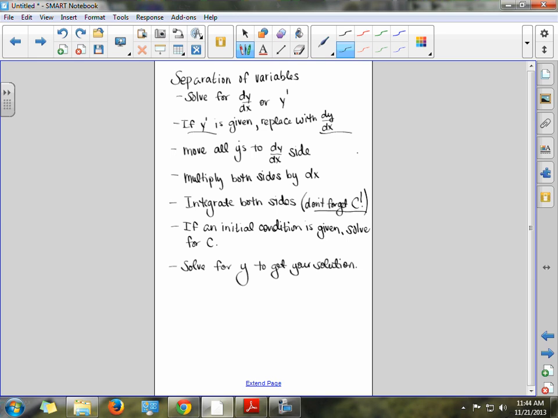You only need one c when you integrate because it's just a constant that represents any number. And then if you're given an initial condition, you're going to plug in your x and y to solve for c, and then you always need to solve for y in the end, if possible, to get your solution. So let's practice some of these.